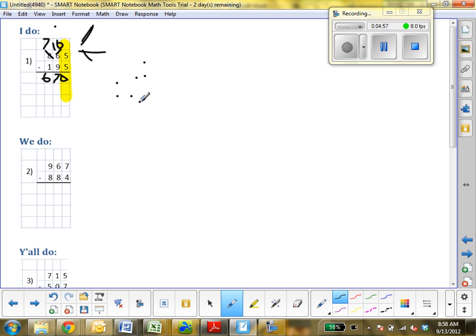We're going to the we do. Who can tell me the first thing I need to do on the we do? Gregory: Subtract 74. And you get what? I get 3. I have a question. How come I didn't need to carry? How come I didn't need to borrow? Deshaun: Because the 7 is bigger than 4.